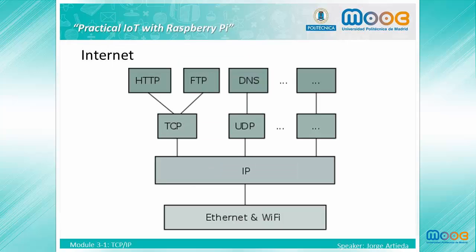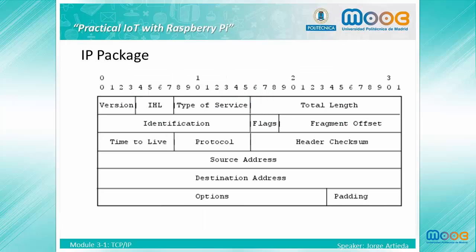An alternative protocol to TCP is the lesser-known UDP. The UDP protocol is a lightweight transport protocol for applications where speed is more important than reliability. An IP message has the structure shown in the figure. For example, we can see source and destination addresses.